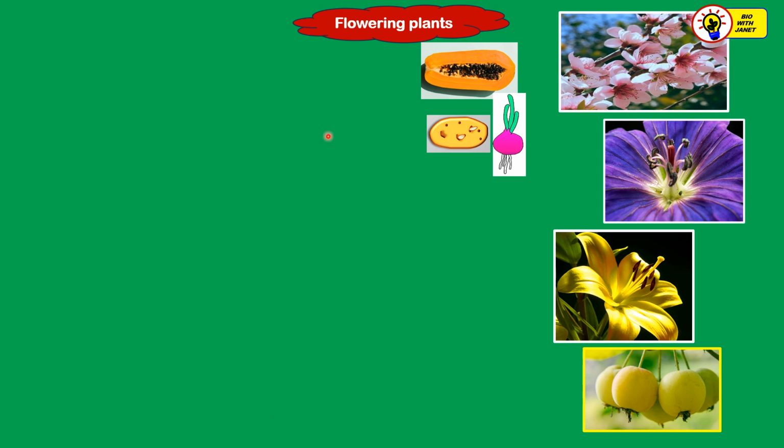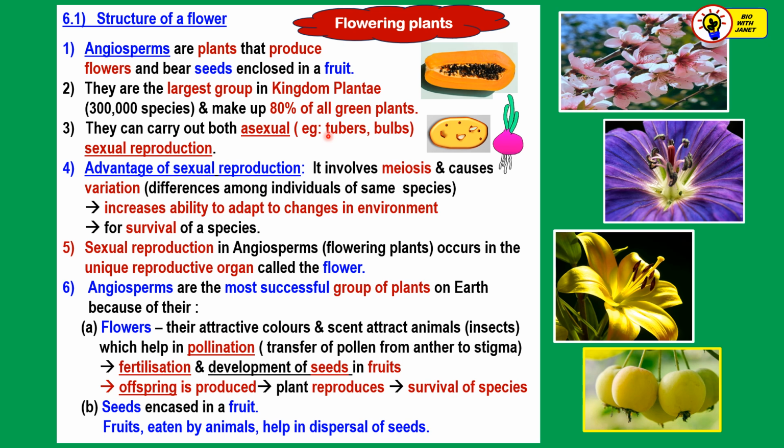So let's discuss the structure of a flower. Firstly, we have to know the term angiosperms. Angiosperms are a group of plants that produce flowers and bear seeds enclosed in a fruit. Okay, so angiosperms produce flowers. All the flowering plants are angiosperms. They belong to this group of plants called angiosperms. And angiosperms also produce seeds that are enclosed in a fruit. For example, this is a papaya fruit, and you can see a lot of black seeds inside, right? So they bear seeds that are enclosed in a fruit.